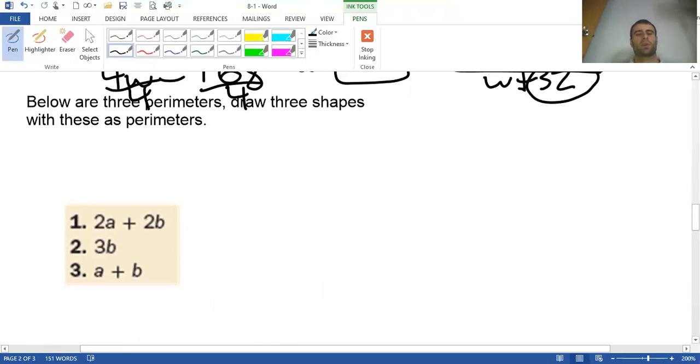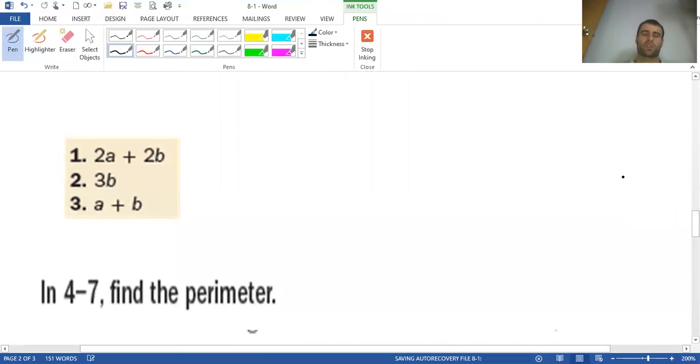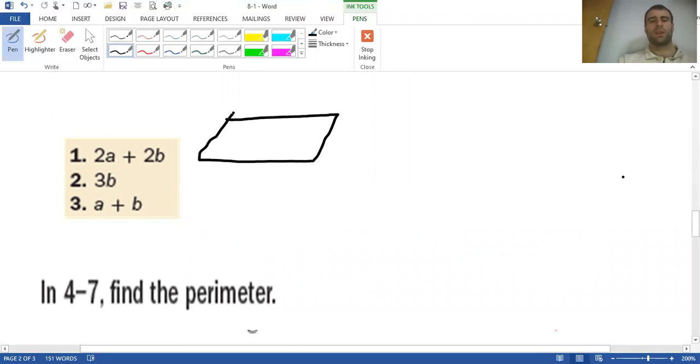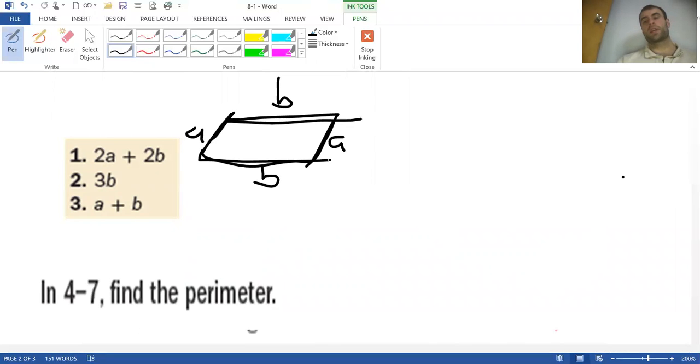Anyway, below are 3 perimeters. Draw 3 shapes with these as perimeters. Now, there are more answers than the ones I'm going to give you. There are many different answers. But for 2a plus 2b, I'm just going to draw a parallelogram that has 2 sides with length A, 2 sides with length B. You could also draw a rectangle. There are actually infinitely many answers here.